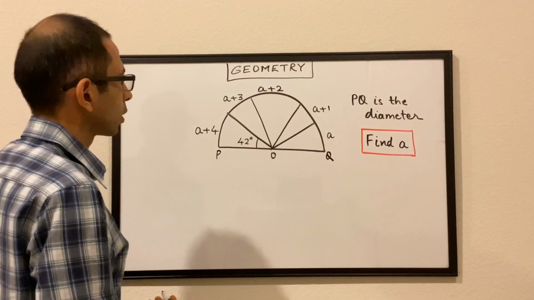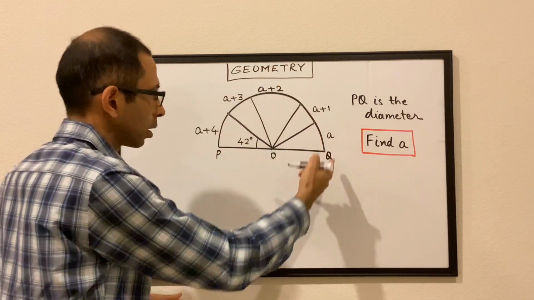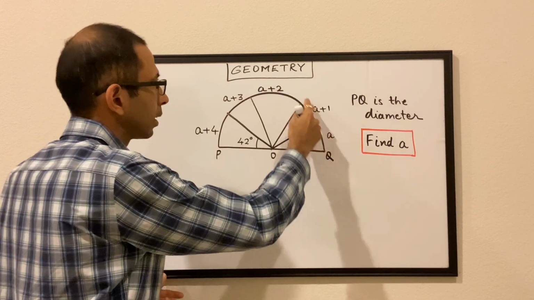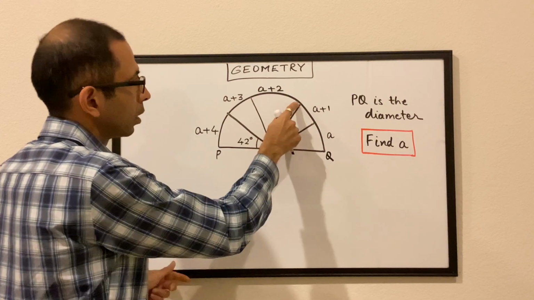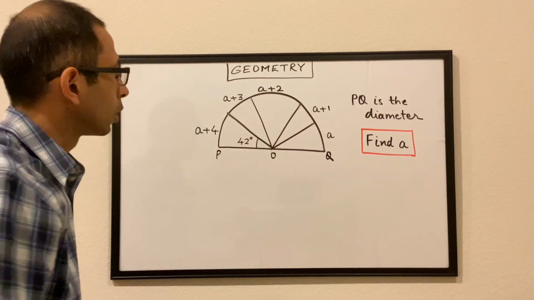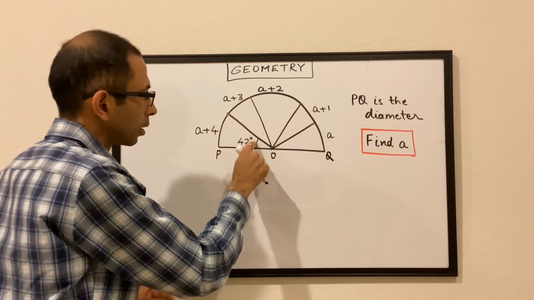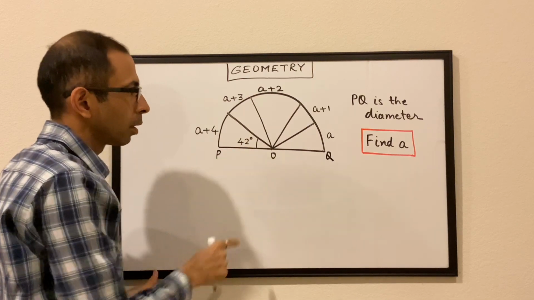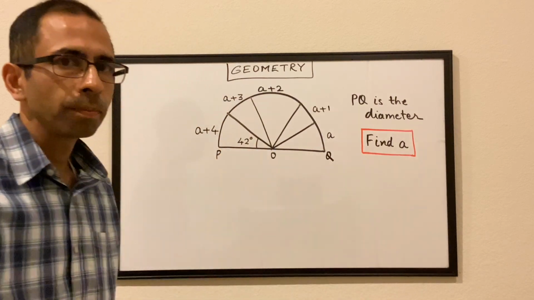So we have this semicircle, PQ is the diameter, and hence this is a semicircle. We have different arc lengths here. This is A, this one is A plus 1, this is A plus 2, A plus 3, and A plus 4, and so on, right? So we have these 5 different arc lengths here. This angle over here is 42 degrees, okay? So this is the given information, and we have to find the value of A, right?